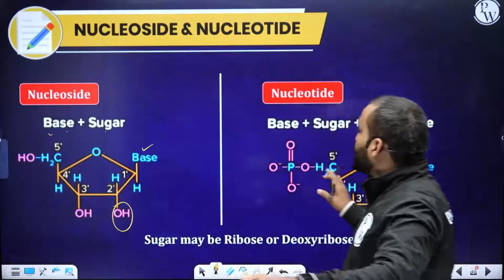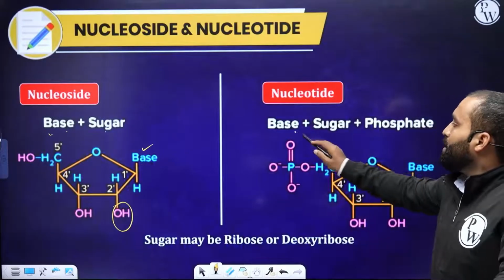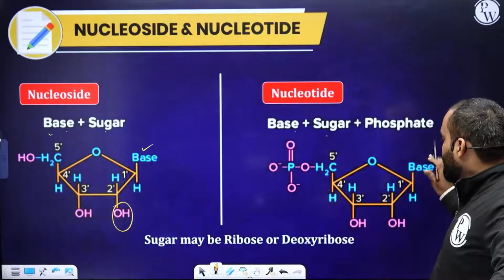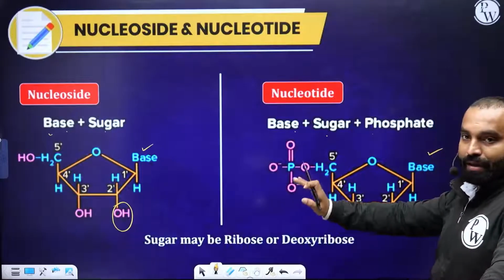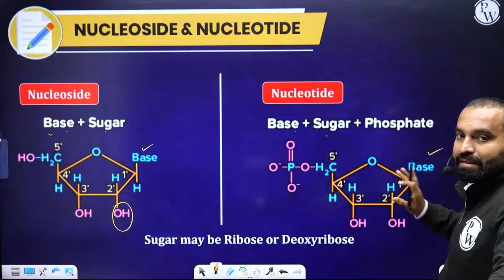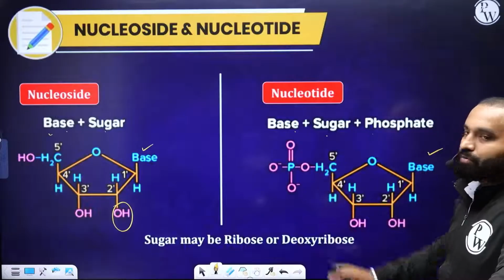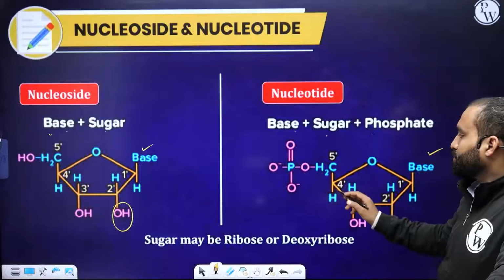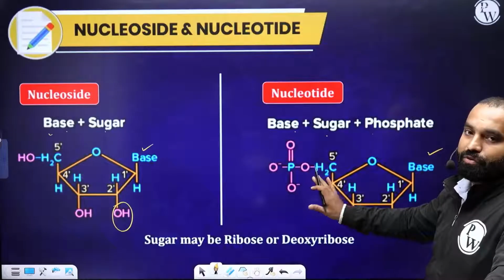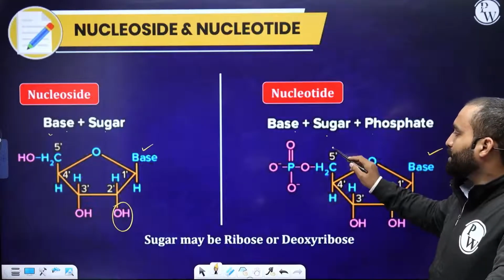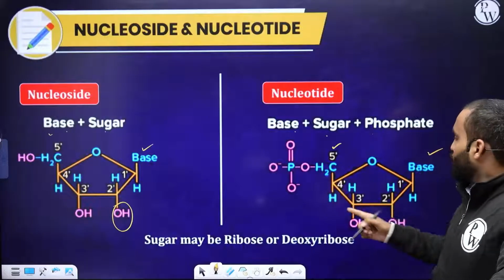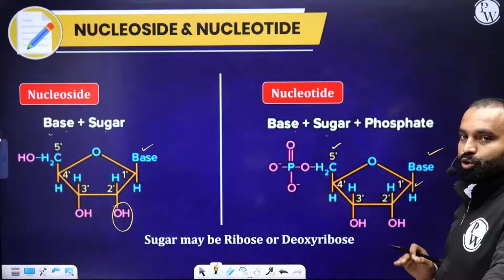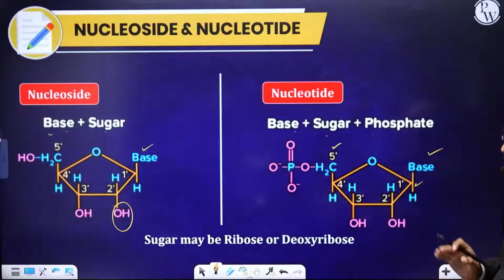But when we move to this side, nucleotide, BSP: base, sugar, and phosphate. This is the base here. We move from left to right: base, then sugar moiety, and then comes the phosphate. Phosphate is making a phosphate ester. This is CH2OP, this is phosphate ester. Where is it connected? On the 5th carbon. The base is present on the 1st carbon. This much you should know. You should be in a situation to draw these.